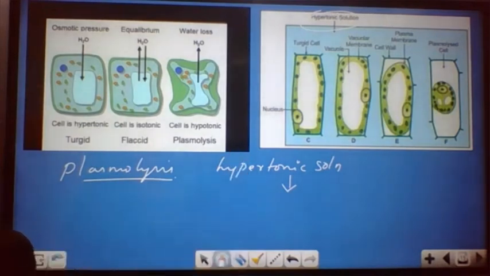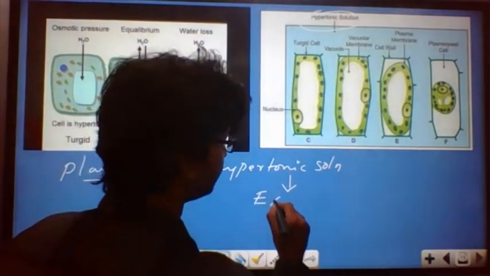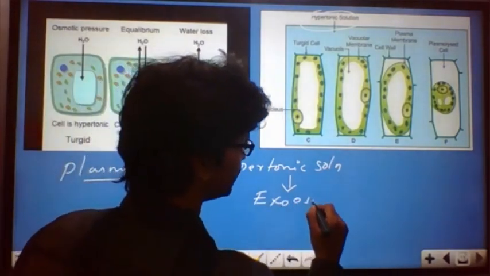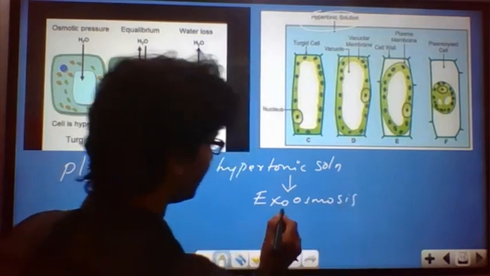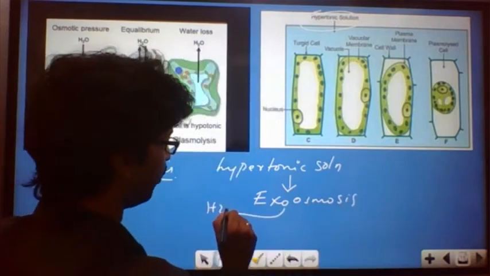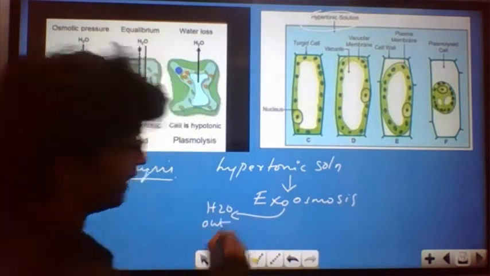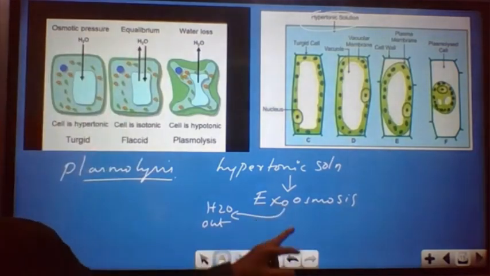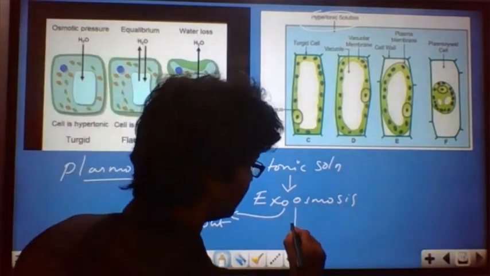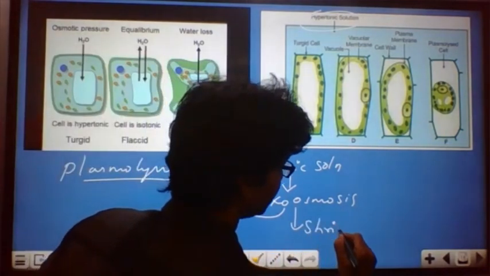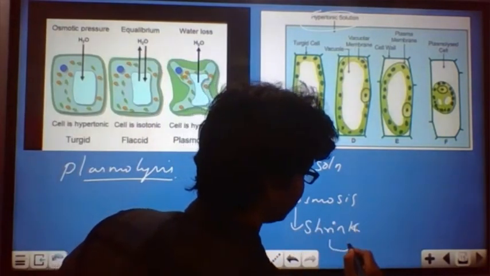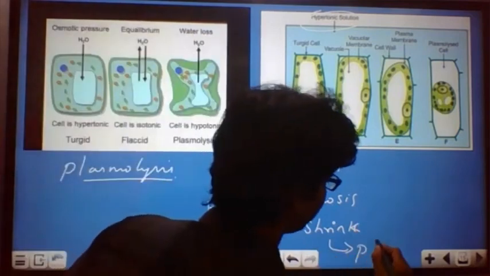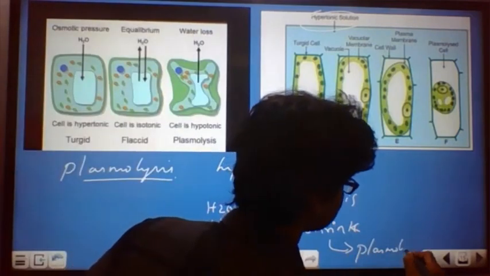Then exoosmosis takes place. If exoosmosis takes place, what happens? Definitely the water will move outside. If the water is moving out, then the protoplasm will start shrinking. This condition is called plasmolysis.